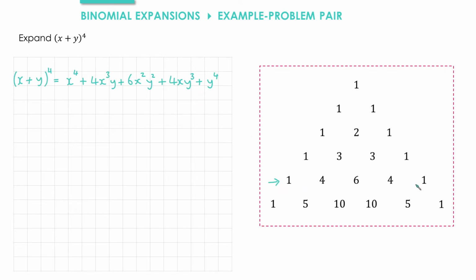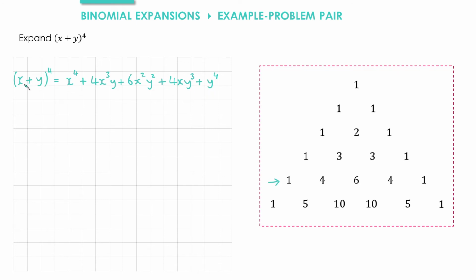So just to recap, first of all, we write down each of the binomial coefficients and we put a plus in between each term. Make sure you leave plenty of space. When you're first doing these, you might want to practice them on a mini whiteboard or some rough paper so you can get a feel for how much space you need in between each term.